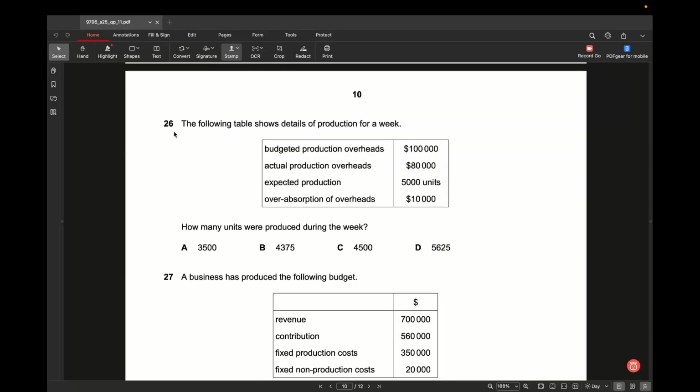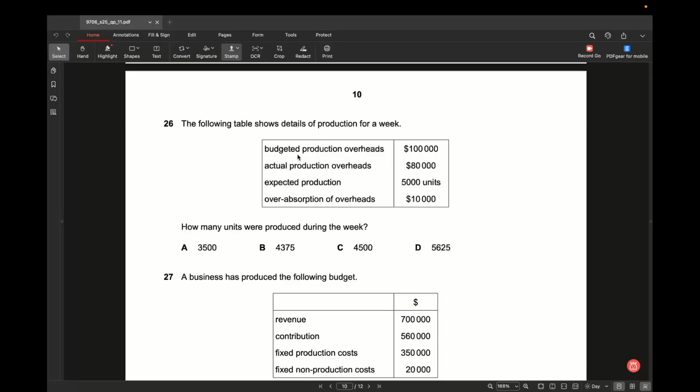26. The following table shows details of production for a week. So this is budgeted production overhead 100,000, actual production overhead 80,000, expected production is 5,000 units, and over absorption of overhead is 10,000. Now before I solve this question, let's understand what over absorption is. Over absorption is when your budget is more than the actual expense or actual overhead. That is called over absorption.